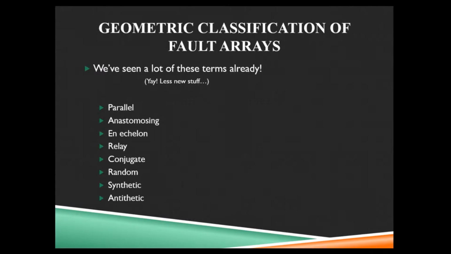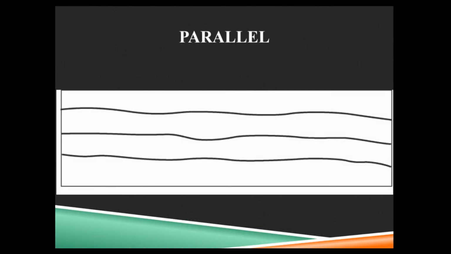Some of the other terms we've seen before. We've seen them in joints, we've seen them in fractures, we've seen them in other things. Parallel, really basic term. We know what parallel lines are, we know what parallel beds are. Parallel faults are simply faults that are approximately parallel to each other. So in this case, these are all faults. There are 3 faults here.